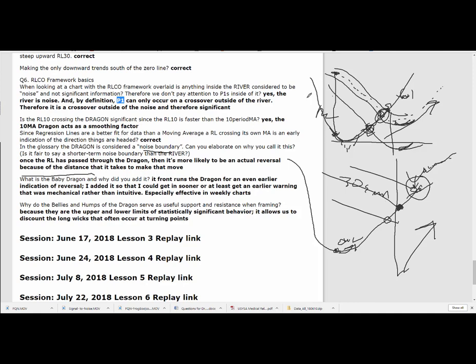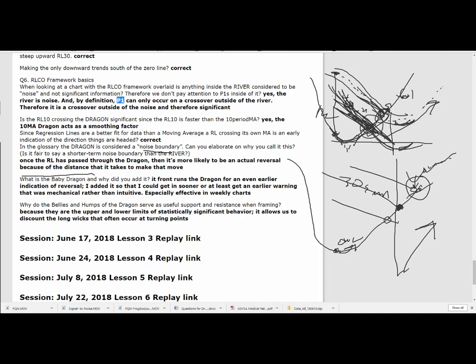So the baby dragon was, I like to get something that was in here even sooner, so I put a 4-period Bollinger Band of 0.25, and it acts like the baby. It's a baby dragon. It's much narrower than the mama dragon. And now we have the RL10 turns. It crosses the baby dragon, crosses the mama dragon, and off we go.